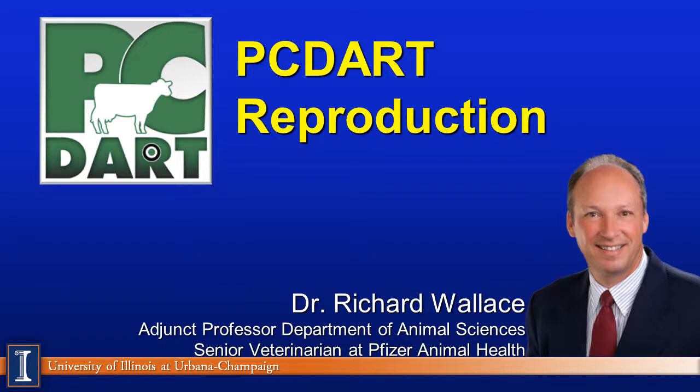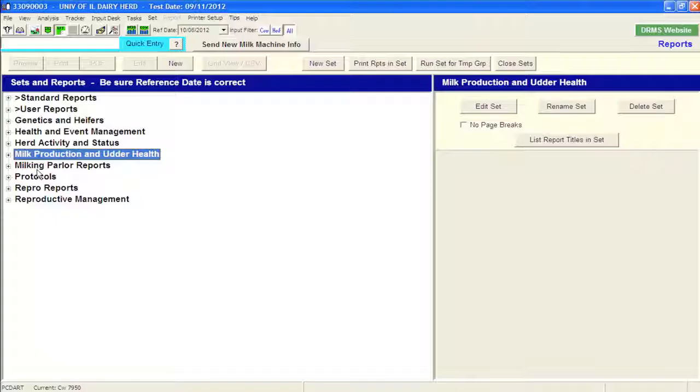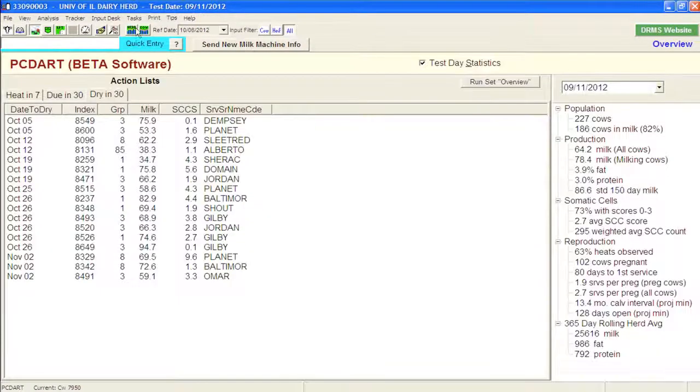We're going to look at PCDART now, and we're going to look at it from how we can evaluate reproduction on the dairy. And the first place I like to start, very similar to how we would do udder health or milk production, is look at the report that we might get on a printout from DHI, which typically is on the 202 report.